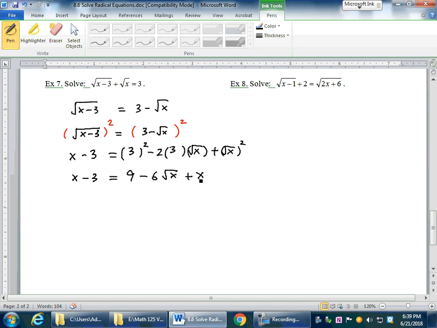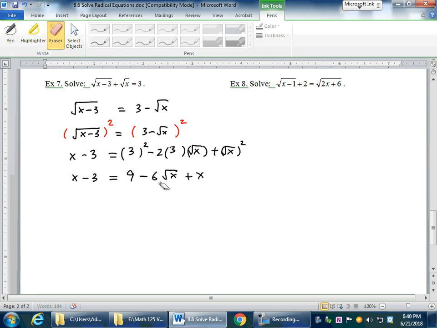Notice that we still have a radical term in the resulting equation. Therefore, we need to repeat step 1 and step 2, meaning I need to isolate the radical term by itself, then raise the power again to finish this problem up. So it's not difficult, but it's a longer process.